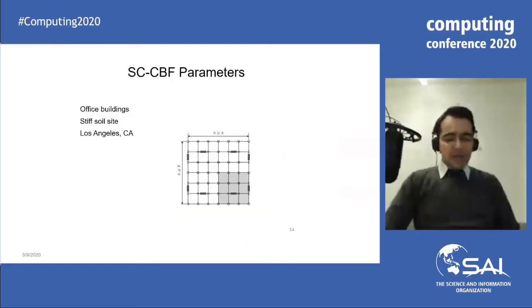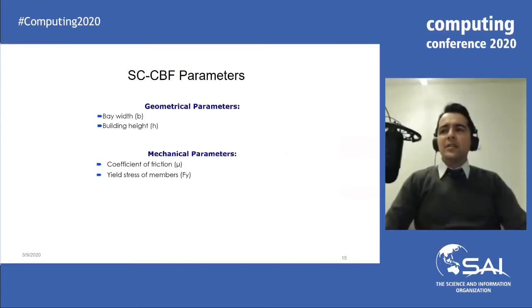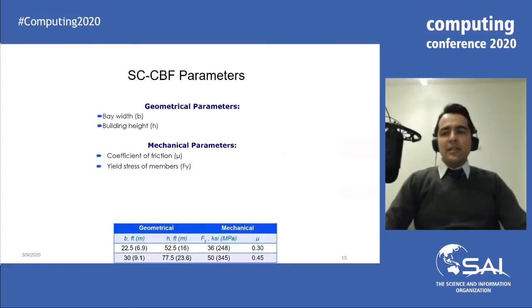So we try to study a real design, which is an office building designed for a stiff soil site in LA, California. And this is the structure that is studied. Three elevations were used in our design: 4-story, 6-story, and 8-story buildings. And 4 parameters were used in this design: 2 geometrical parameters, bay height and building height, and 2 mechanical parameters: coefficient of friction and yield stress of members. And you can see the design matrix here.